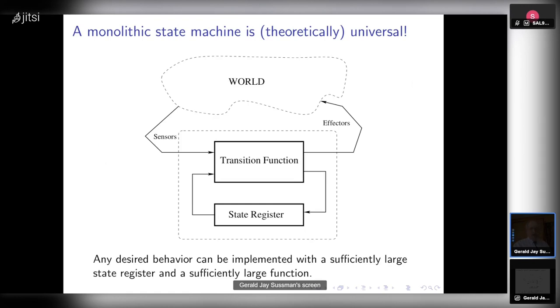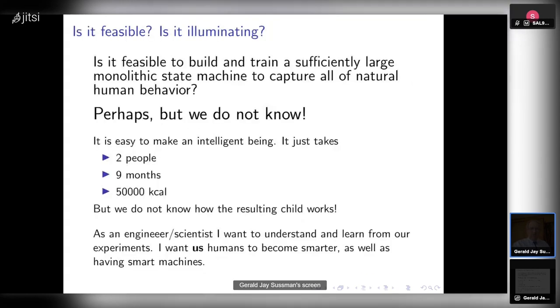But the most important thing that bothers me is that when making a machine that's monolithic, we learn very little about human intelligence. It's easy to make an intelligent machine, really. It's pretty simple. To make an intelligent being, it takes 2 people 9 months and 50,000 calories. But we don't know how the child works either.